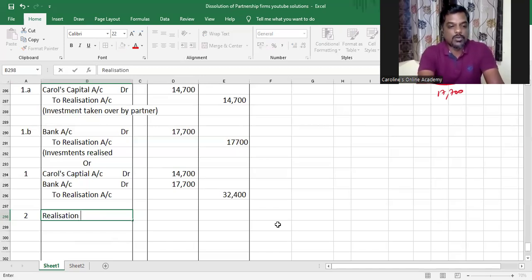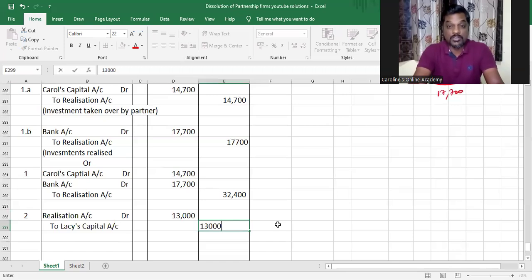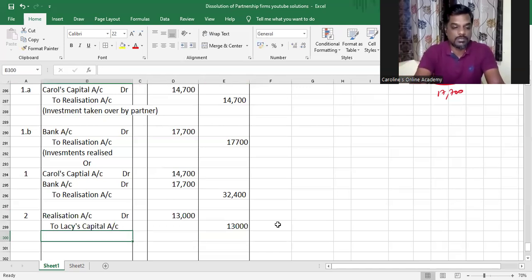So realization account will be debited. The reason is any remuneration paid is an expense, and that expense has to be debited to a nominal account. And during dissolution, the only nominal account available is realization account. So realization account will be debited, and as it is a partner, Lacey's capital account will be credited instead of bank account. If it was anyone else, when we pay, we would credit bank account because we would actually pay them money. But if it was a partner, we just set it off against the dues to the partner, or we just increase the dues to the partner, and therefore realization to Lacey's capital, remuneration.